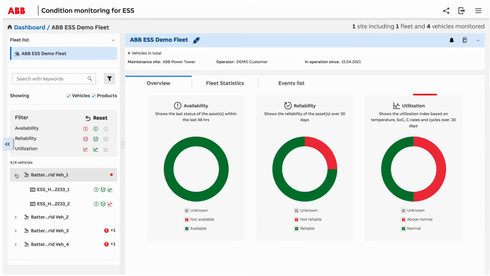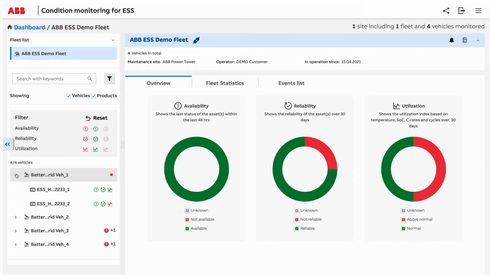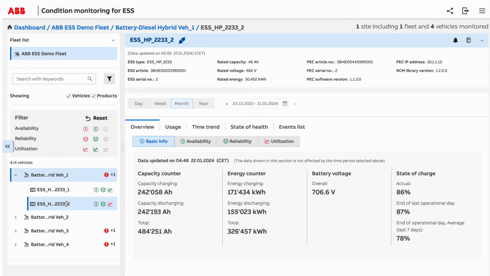The utilization graph shows if the traction batteries have been operating as specified or if the operation thresholds have been exceeded. A gray surface indicates that the data is missing. Click on the surface to see which traction battery was affected. The traction batteries are filtered based on their utilization. Navigate to the product level views to get more information.